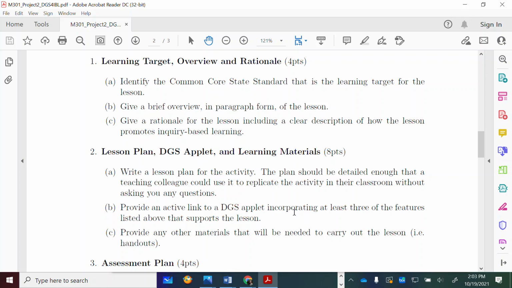So more than just a sketch, I'd like it to have some text or maybe dynamic text. I'd like it to have some show hide buttons. The use of color might be nice. And any other materials that we needed to carry out the lesson. So if you decide you want to do it this way, and the example I'll show you will be this way, you might have a handout that you're going to give to students to guide them through the lesson.